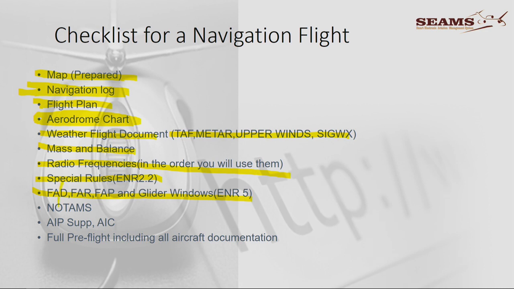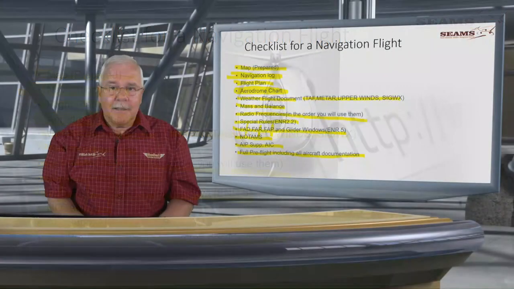In other words, your danger areas and, okay, restricted areas. Everything. NOTAMs, AIPs, ASLs, pre-flight, including the aircraft documents. Including the aircraft documents. Hey.